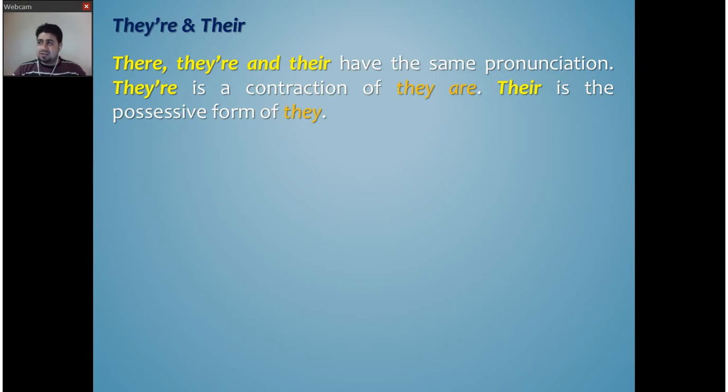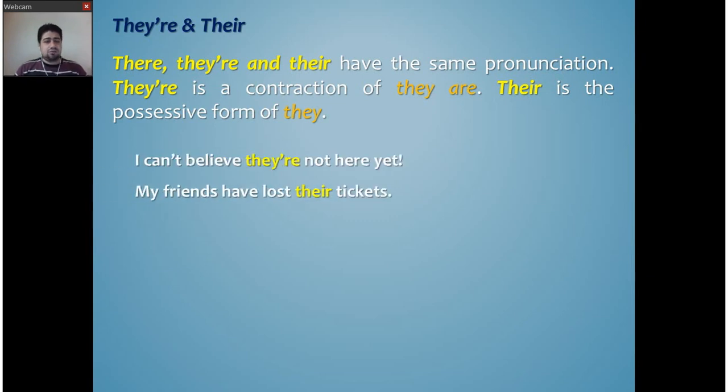They are identical. They are pronounced the same in terms of sounds. They are identical, but in terms of meaning, they aren't. In terms of spelling, also they aren't. They mean different things. Here are examples to show you that difference. I can't believe they're not here yet. It means they are not here yet. My friends have lost their tickets. Their tickets means the tickets that belong to them.